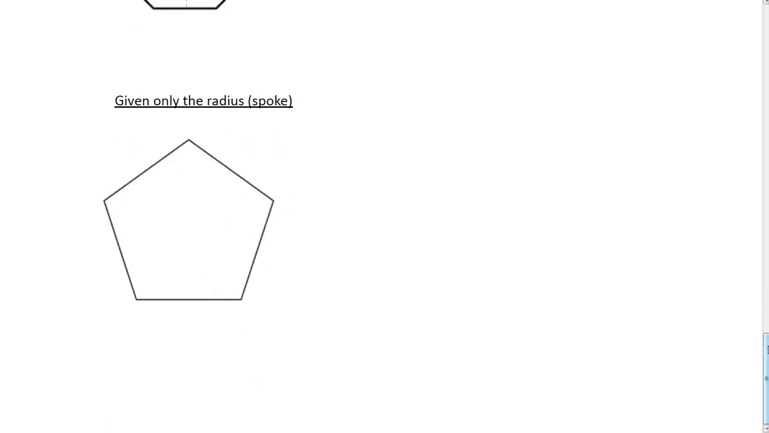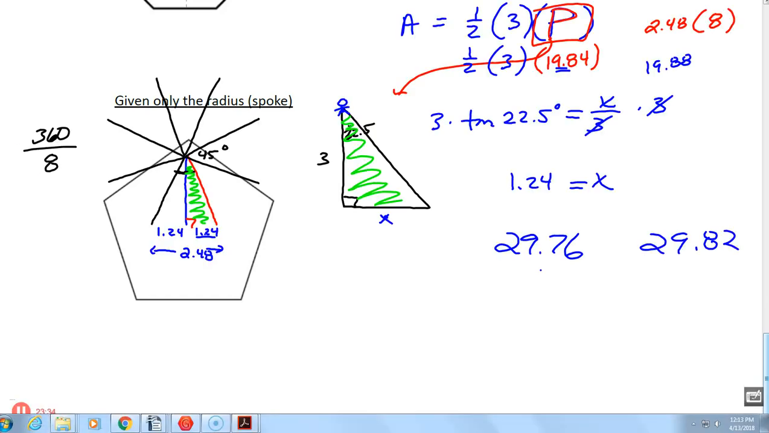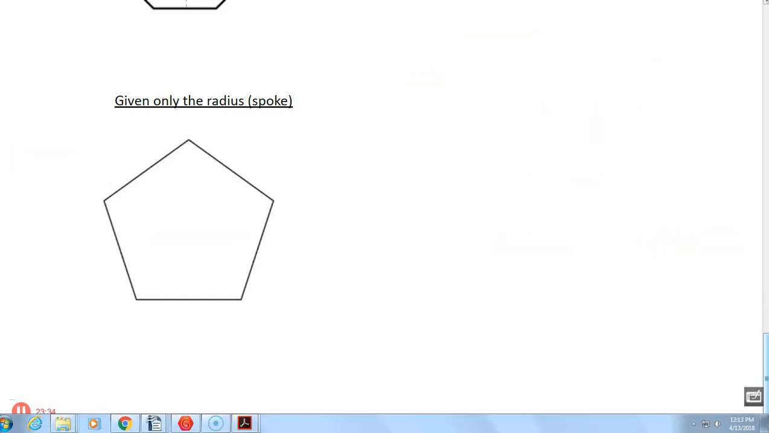So given only the radius, or the spoke, and I apologize because I referred earlier in the notes to the radius as being similar to the apothem. Which probably shows how important that is, because if I don't remember it, I don't think it's that big a deal. But if they give you the radius, that's going to be from there to the corner. So we have that going on, and let's say that they tell me that this thing is 12.